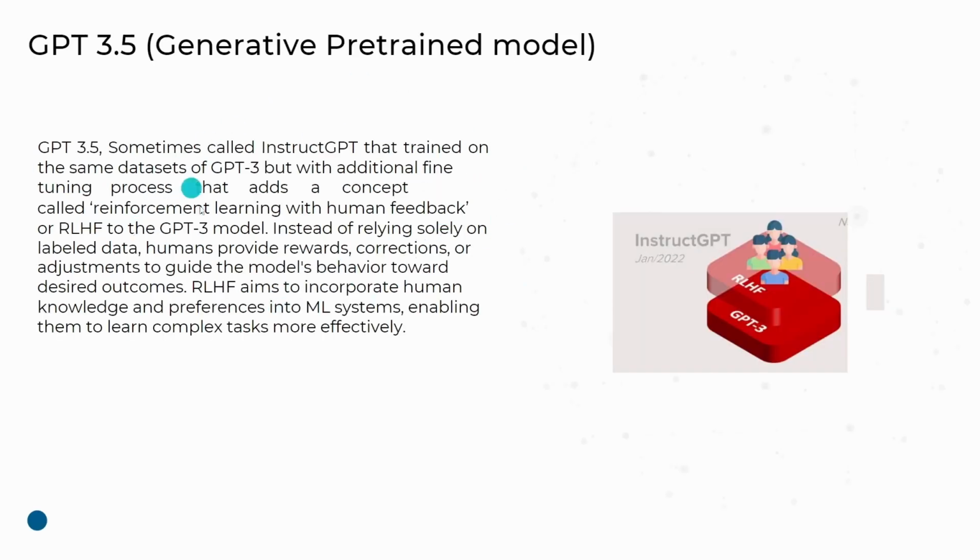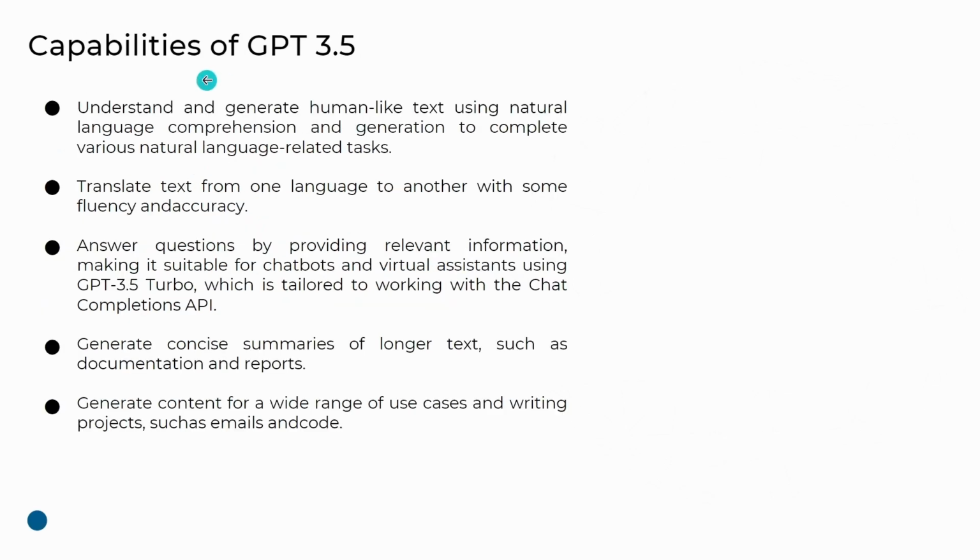So we have different kinds of models. We have the ChatGPT 3.5 model, which was trained on the decoder block. Reinforcement learning has also been included in the case of GPT. The capabilities of GPT 3.5: it can translate text from one language to another, it can answer based on the query you have written, it can generate concise summaries of longer text such as documents and reports, and it also generates content for a wide range of use cases and writing projects such as email and code.